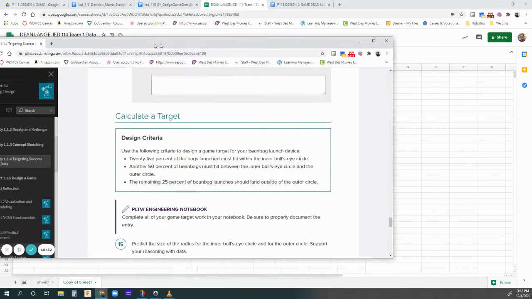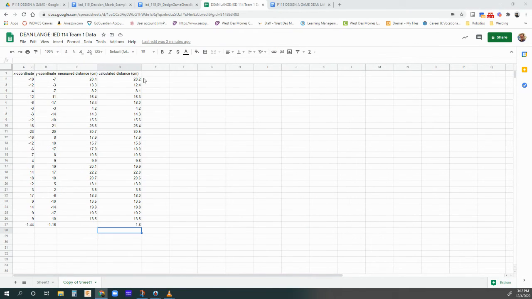So let's go back here to our spreadsheet, and we need to take these calculated distances. Remember, I'm going to take this bottom one off because that's really not in it. And I'm going to sort this data from lowest to highest number. So in other words, my most accurate launch to my least accurate by highlighting all of them.